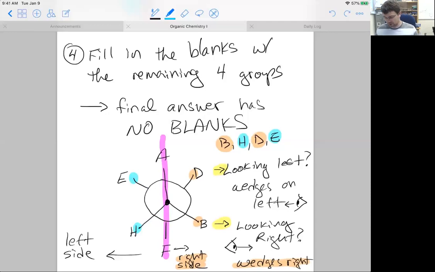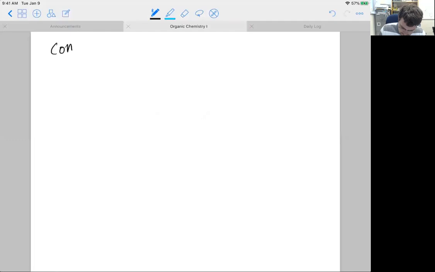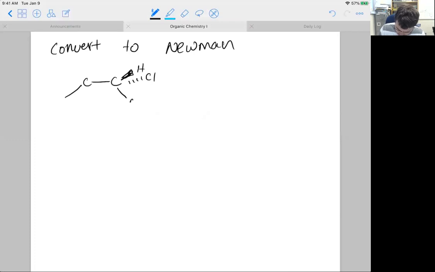Let's go through two examples really quick. So now I'm going to actually use real molecules where we don't have variable positions. And I'm going to say, convert to Newman. We'll have two examples, sort of real world practice, I guess. Okay, so in the first example, I'm going to consider this molecule.